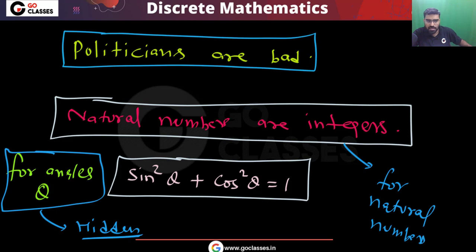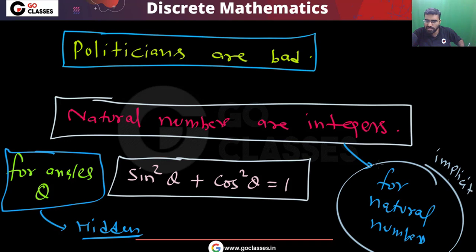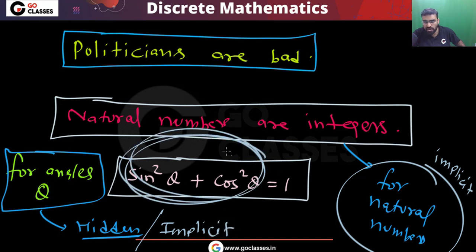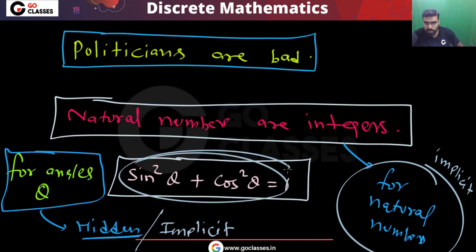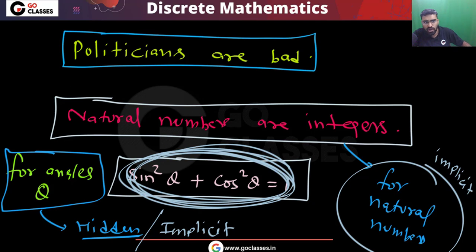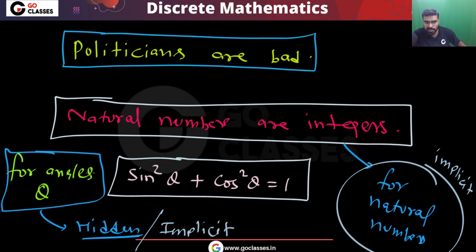For all natural numbers, this was hidden, or I can say this was implicit. You can either call it implicit or you can call it hidden. It means that when you say sine square theta plus cos square theta equals 1, you are saying that for all angles theta, whatever value of theta you put, sine square theta plus cos square theta will always be equal to 1. So when you speak this equation, it is hidden, it is implicit, that it works for all the angles. So this "for all theta" is hidden.